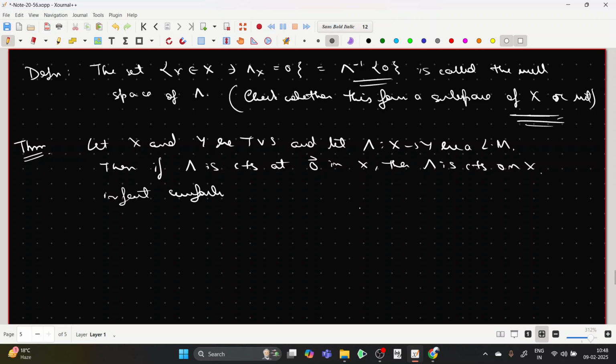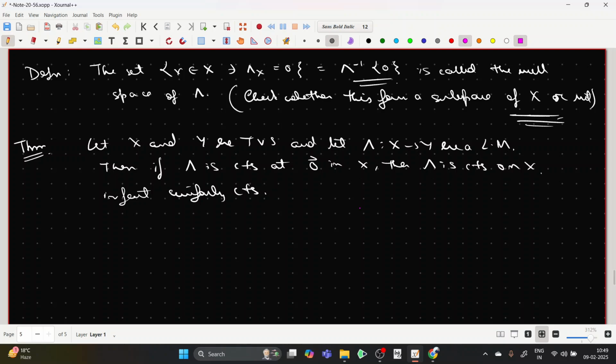In some books this is stated as an if and only if statement: a linear map lambda from X to Y is continuous at the origin if and only if it is continuous on X. But if it is continuous on X and the origin is surely inside X, it must trivially be continuous at the origin. That is why I have omitted the if and only if case, because this is what is actually important.